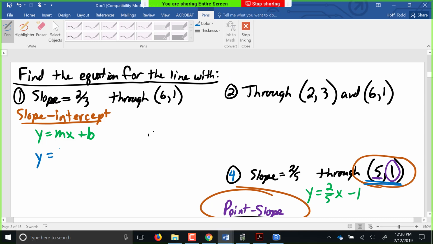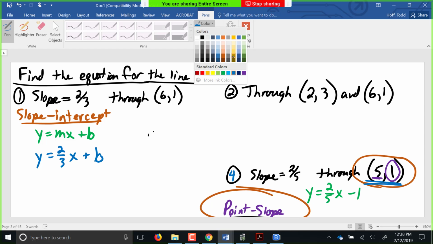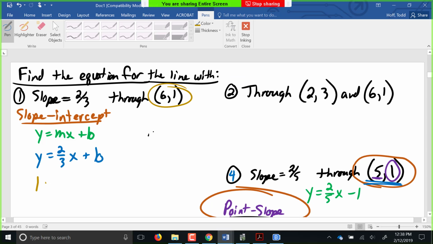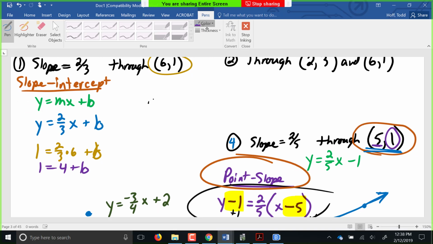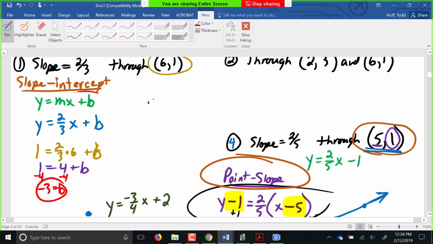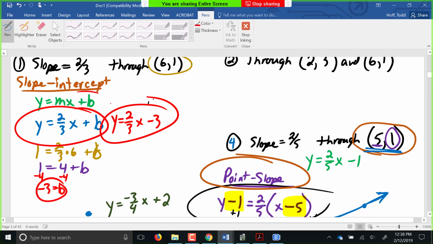So we'll put in the slope, y equals 2/3 x plus b. And the equation must be true at that point, 6, 1. So we'll put 1 in for y, 6 in for x. And we solve for b. Two-thirds times 6 is 4. We subtract 4 to get that negative 3 equals b. So that equation becomes y equals 2/3 x minus 3. How many of you had that one? Okay, good.